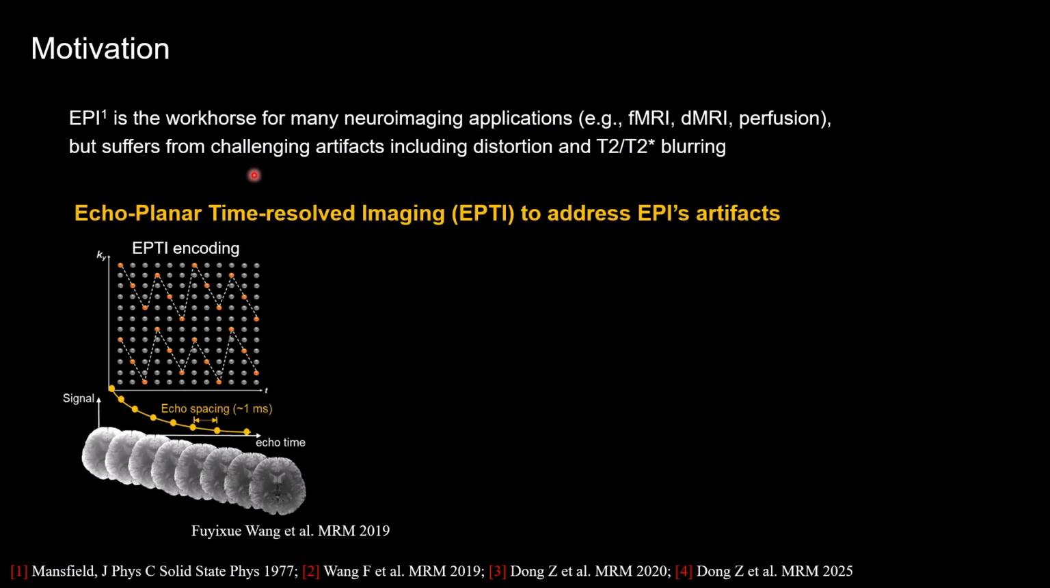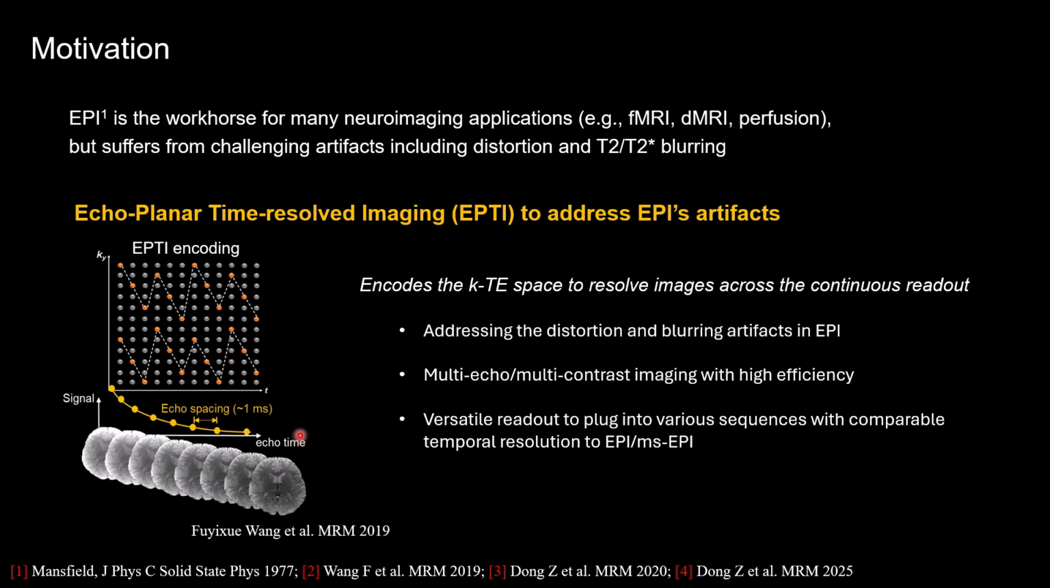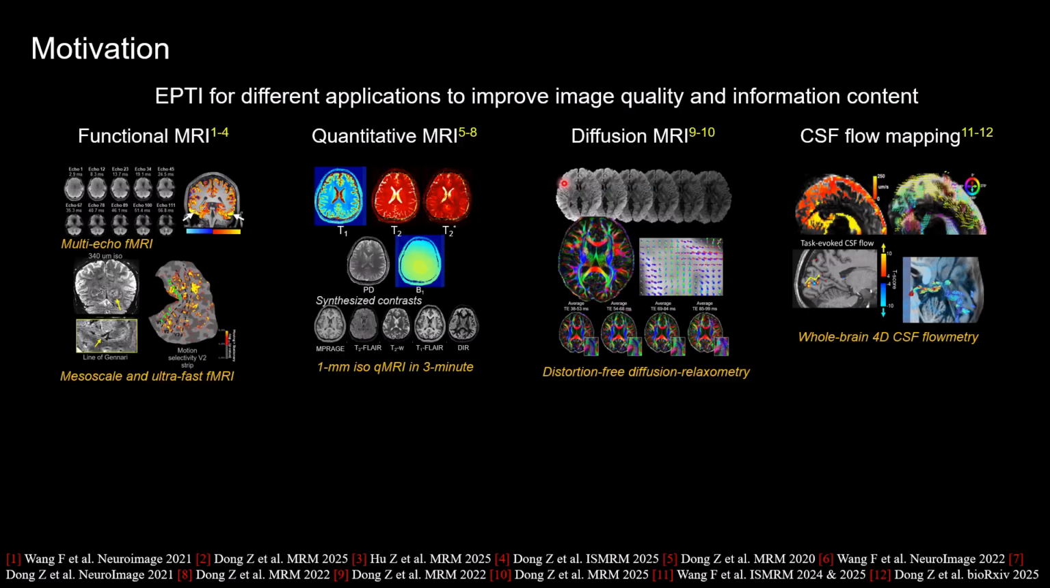To address these artifacts, we developed echo-planar time-resolved imaging, EPTI, which encodes in the k-t space to resolve images across continuous readout. It addresses both distortion and blurring artifacts in EPI, providing multi-echo, multi-contrast images with high efficiency. It's also a versatile readout that can be plugged into different sequences with comparable temporal resolution to EPI.